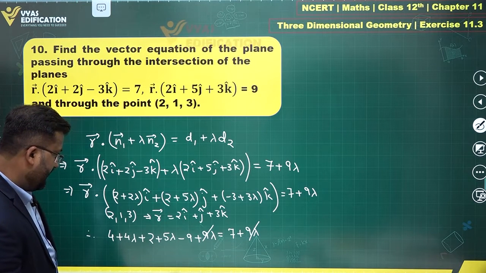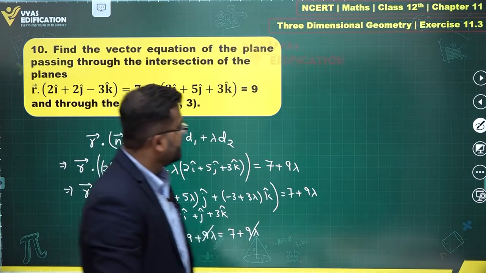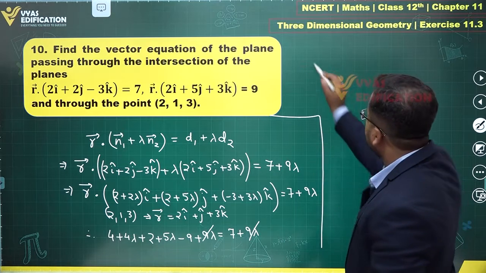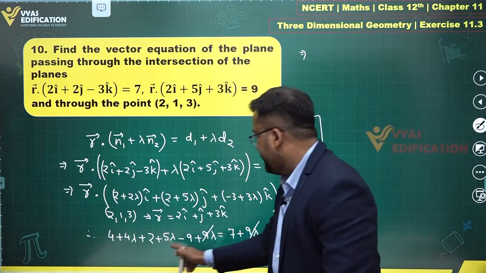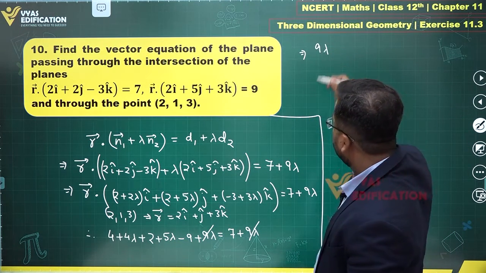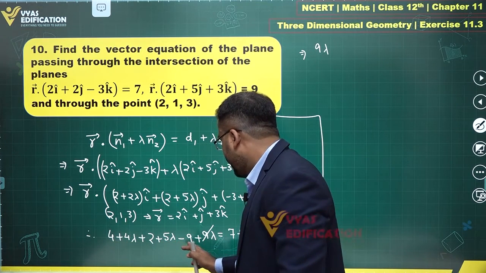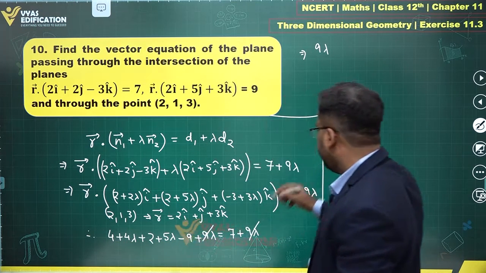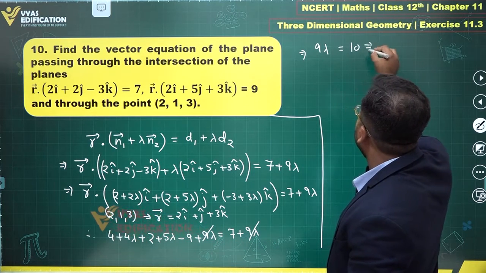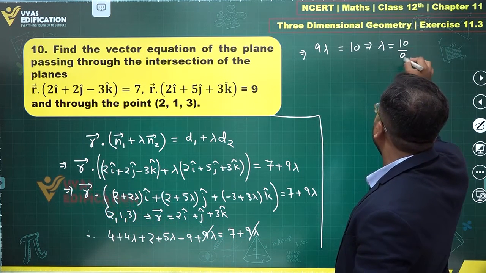And what else? Do we have anything else? Can we cancel? No, nothing else gets cancelled. You can simplify the equation. 4 lambda plus 5 lambda is 9 lambda. 4 plus 2 is 6, minus 9 is minus 3. That goes over there, this becomes a 10. So lambda becomes 10 by 9.